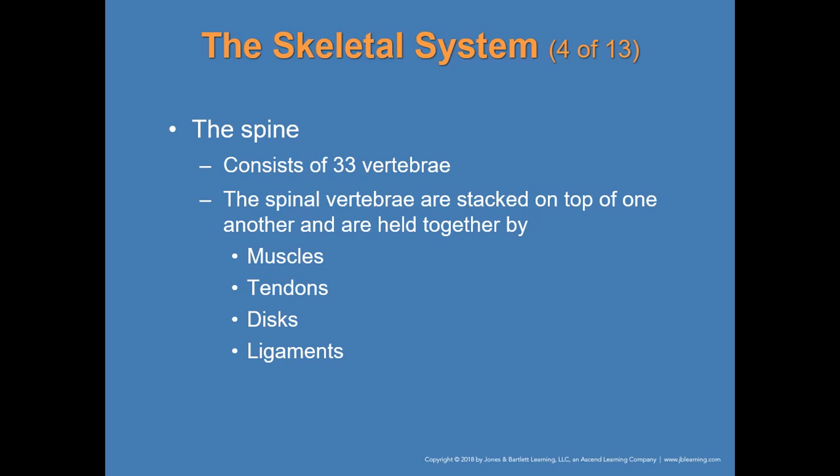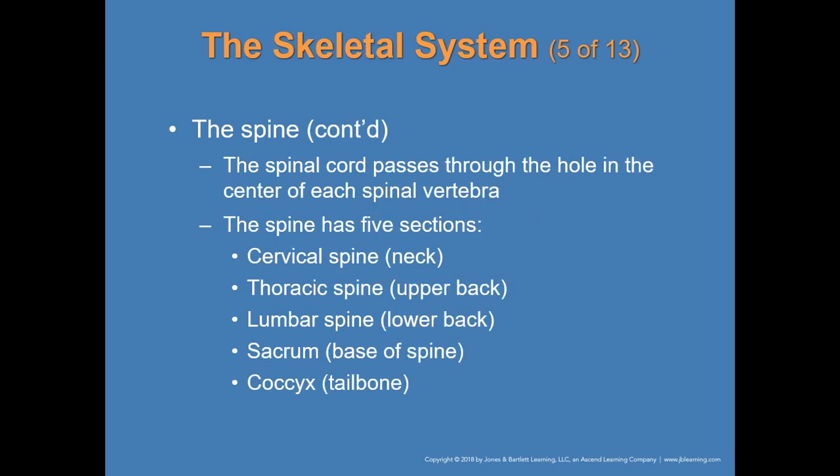Okay? This is what's going to give us our structure. Right? And it consists of 33 vertebrae. And they're stacked one on top of the other. And in between them, they're held together with muscles, tendons, discs, and ligaments. Okay. And then running through the center of the vertebrae you're actually going to have a spinal cord. And that's going to run straight down, right, from the base of the skull, from the brain, all the way down to the end of the spine itself, near the coccyx region.